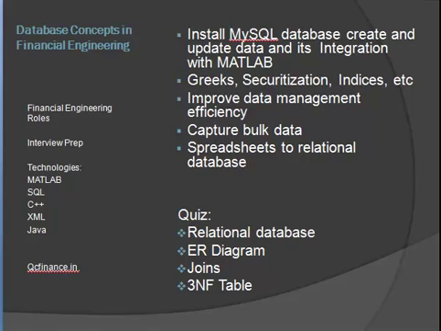The ER diagram, the entity relationship diagram, the different kinds of joins that happen in SQL, and the normalization of data. These are the four things that you would see extensively in any job that involves databases in financial engineering. And how to link that into MATLAB and run it from MATLAB to get the right data is again a different aspect of the entire equation.